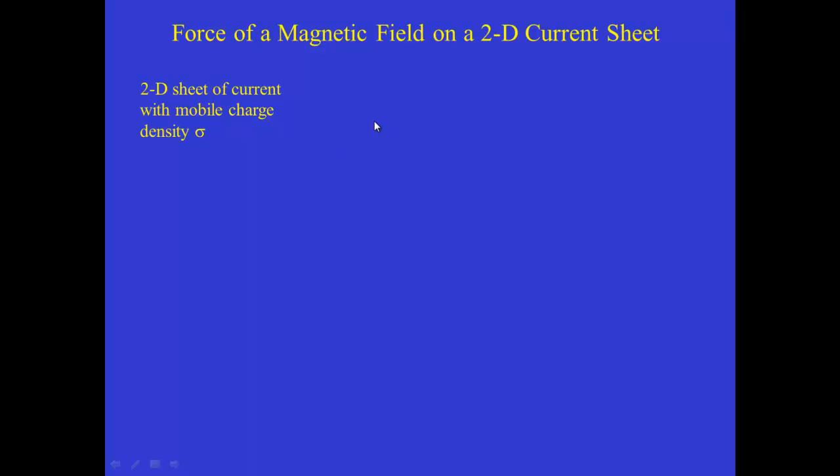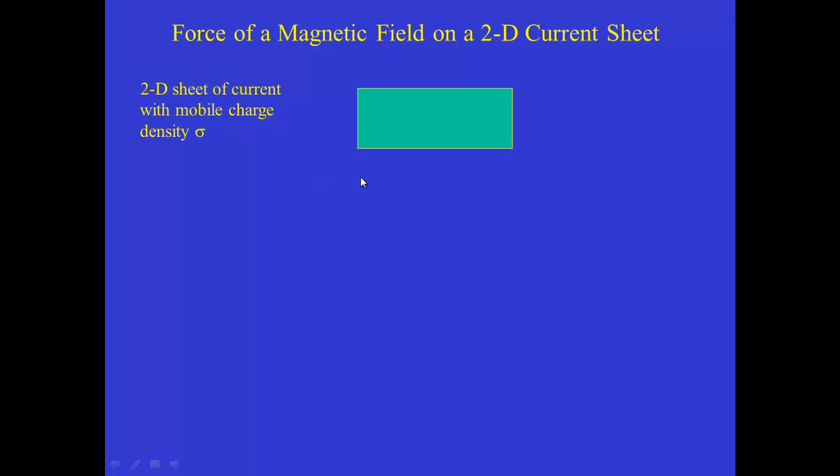Okay, in wrapping up here, consider the force that a magnetic field would exert on a two-dimensional current. And of course this would have to be a current that's being carried in a sheet. You could take a piece of aluminum foil and connect it to a battery, and then the current would flow not along the length of any single wire, but it would flow throughout the sheet. So imagine that we've got a two-dimensional sheet of current that has a charge density of mobile charge carriers, in this case electrons, sigma. Sigma is charge per unit area.